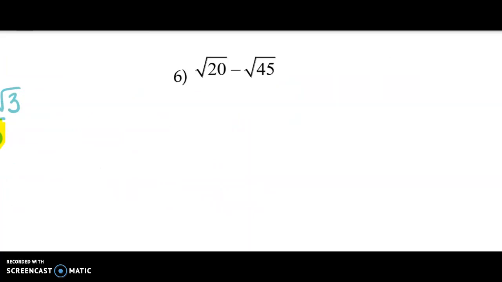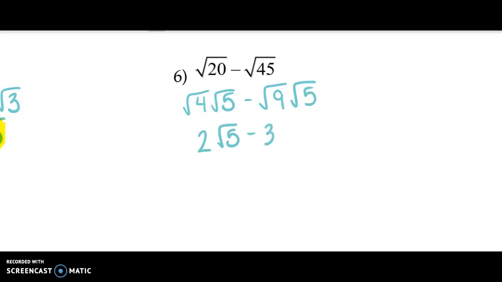Number 6, let me see if I can simplify either one of these. Root 20 is the same as root 4 times root 5 minus square root of 45 is root 9 times root 5. This first part becomes 2 root 5 minus 3 root 5. I now have the same thing underneath the radical, so I can combine the coefficients out front. So 2 minus 3 is negative 1, or just negative square root of 5.